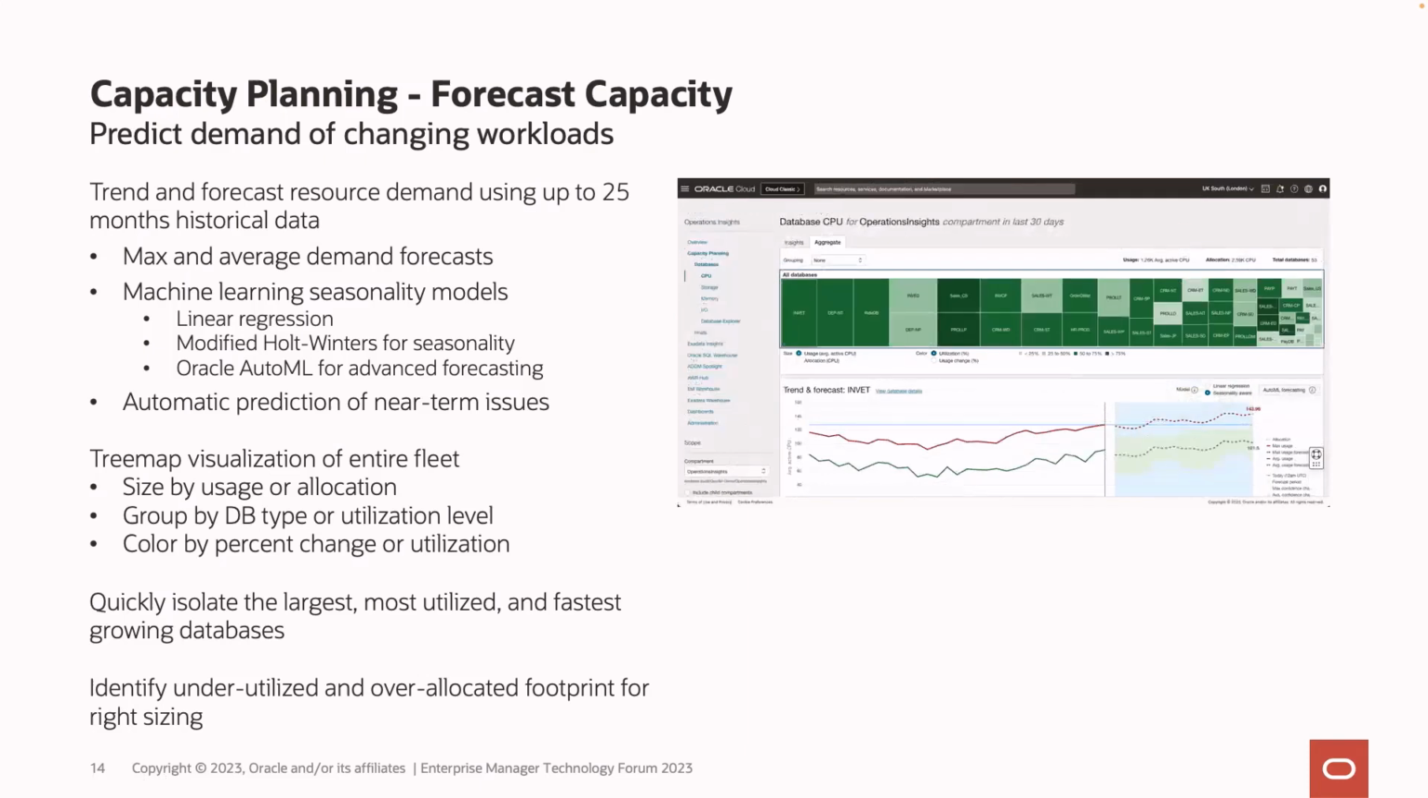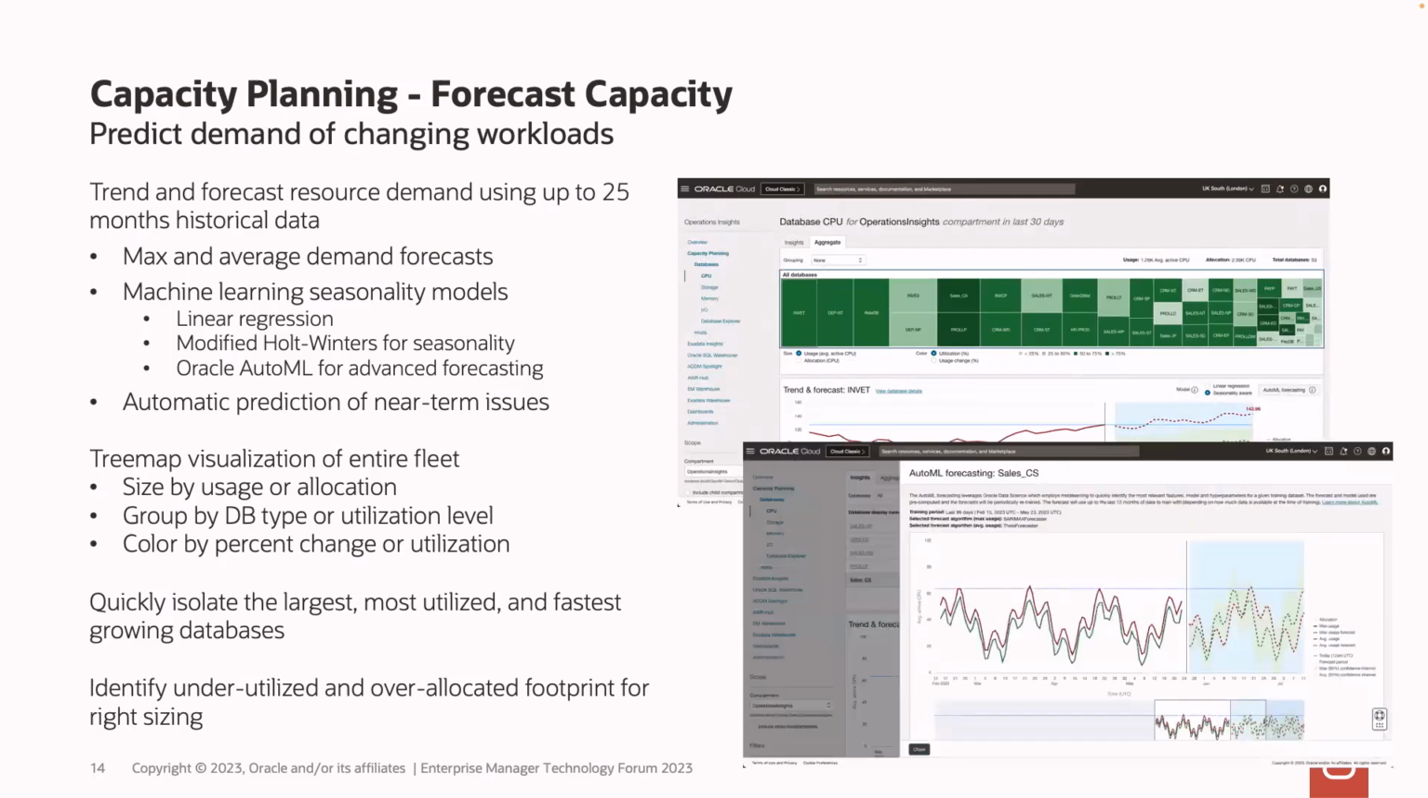These are some of the views we can see as part of the capacity planning app. This is the tree map view. And we also have this AutoML feature we just talked about. You can see the historical data and the trending and forecasting based on that.